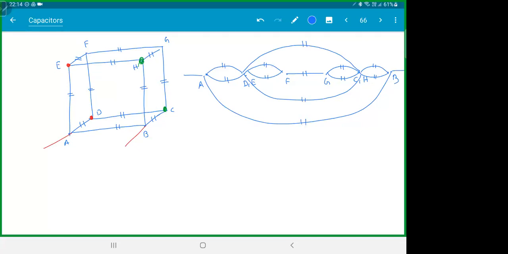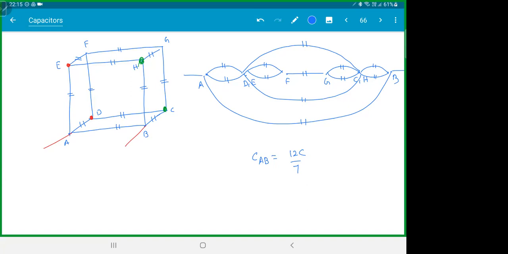How much is this? This is 2C, 2C, 2C, C, C, C by 2, C by 2, 5C by 2, 2C, 2C, C, 5C by 2, C by 7. C, A, B is 12C by 7. Check how I drew this. Ask me if you're confused, how did I draw this? That is the most important thing.